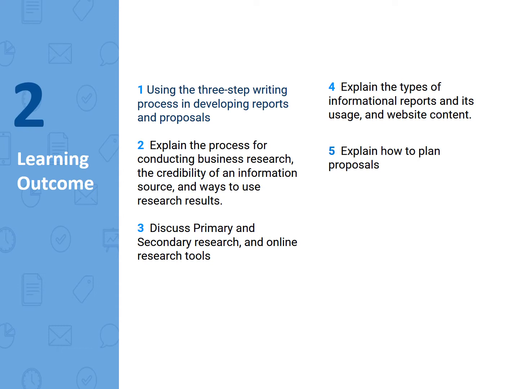The second one is to explain the process for conducting business research. The third one is to basically discuss what is primary research and what is secondary research. And in here I will also be discussing online research tools. The fourth one is to explain to you the types of reports that normally organization produces, and what basically are the purpose. And the last one is to explain how to plan proposals.